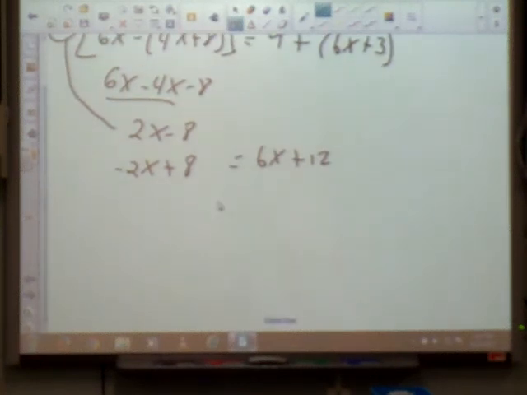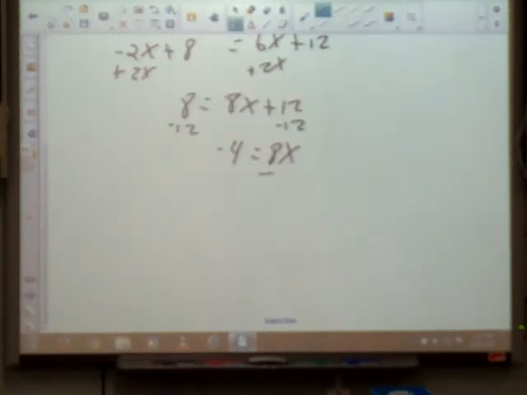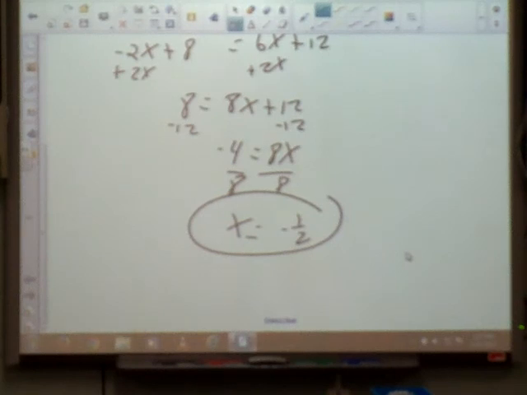Okay, so now we're to the easy stuff. Hayden, what would you do first? Okay, 2x minus 8x plus 12. Then you don't have a choice. I added 12. Yep, subtract 12. So negative 4 is 8x. So there is negative half or negative 0.5. I saw both of them there as well.